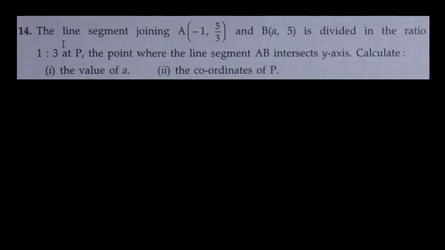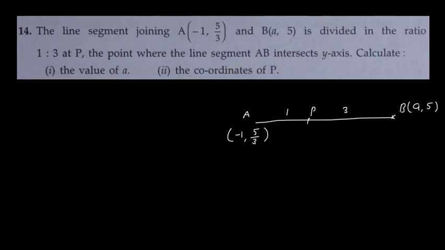The line segment joining A and B is divided in the ratio 1:3. So here let us draw A and A dash. The coordinate of A is minus 1 comma 5 divided by 3, and the coordinate of B we have A comma 5. Now this AB is divided in ratio 1:3 at P. So there is a point P, and with this point P it is divided in 1:3.